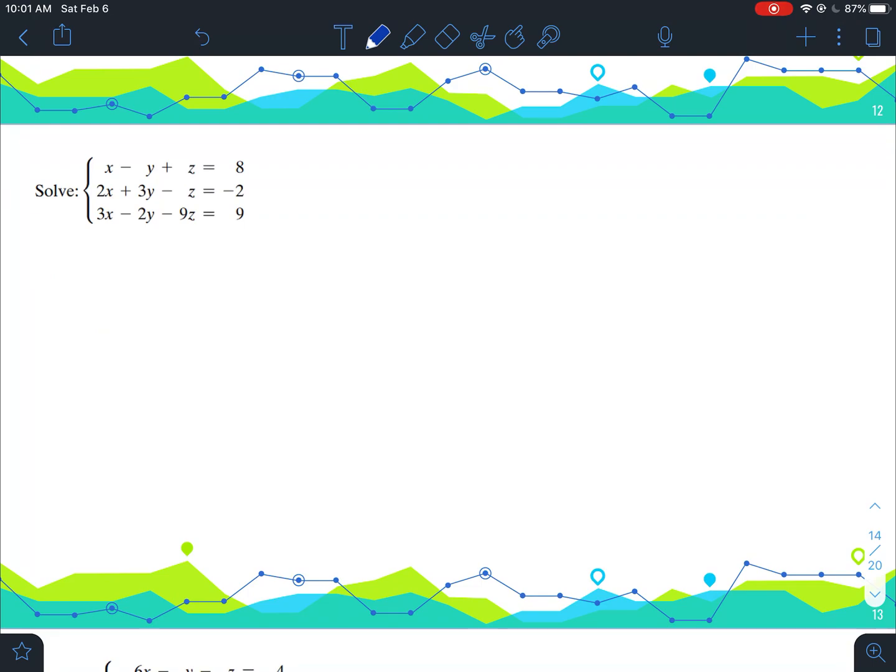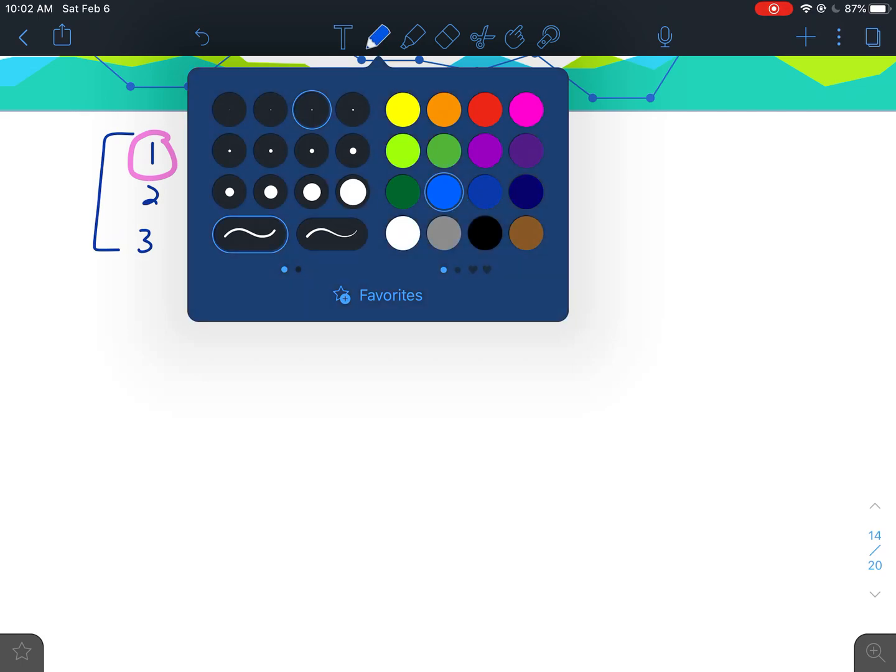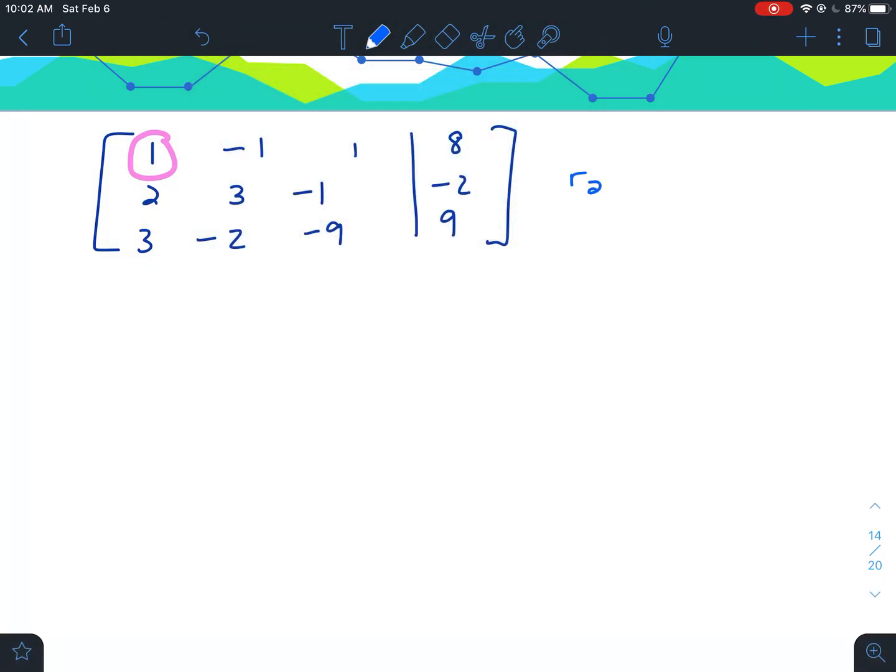So we have x minus y plus z equals 8, 2x plus 3y minus z equals negative 2, 3x minus 2y minus 9z equals 9. So let's put it as an augmented matrix first. So 1, negative 1, 1, solution of 8, 2, 3, negative 1, negative 2, and 3, negative 2, negative 9, 9. Now we need to put it in row echelon form. Notice that the first entry is 1, so now we just need to get zeros underneath it. Well, to get zeros underneath it, I could do row 2 minus 2 times row 1, and I could do row 3 minus 3 times row 1.